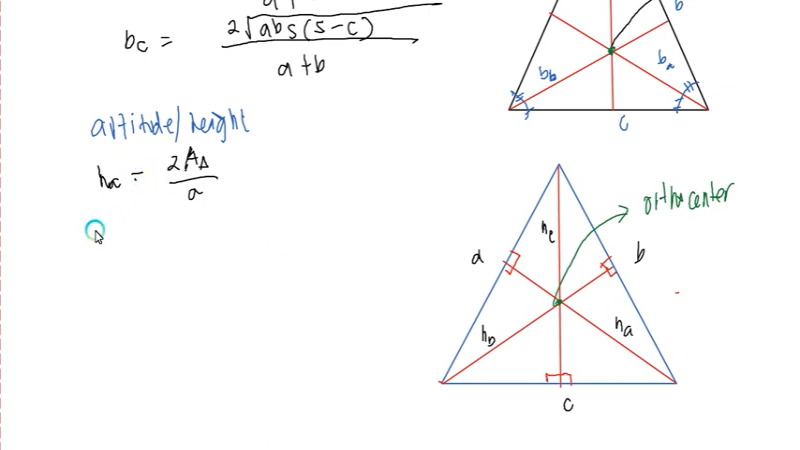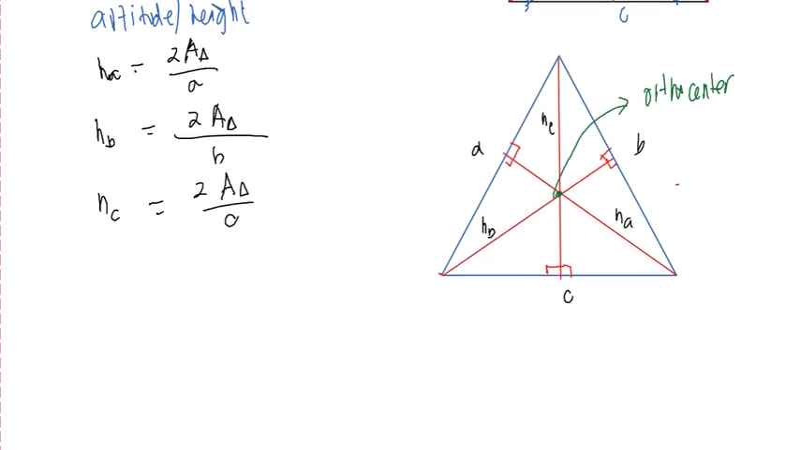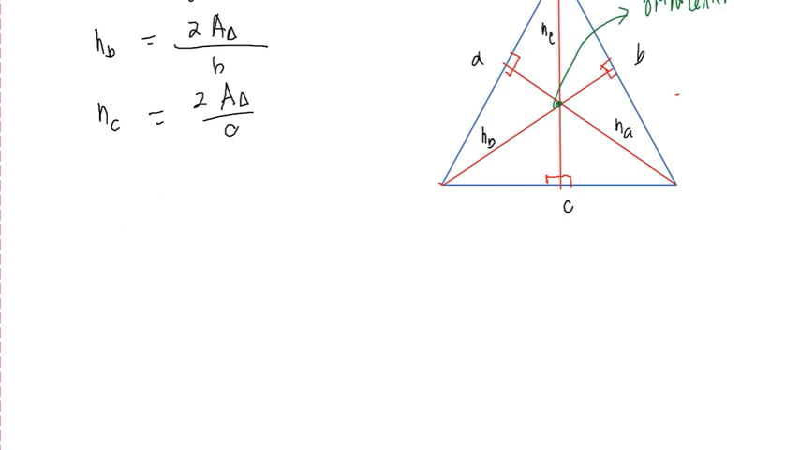Next, for example, for H sub B, that will be 2 times the area of our triangle, divided by B. The same goes for the height to C, that will be 2 multiplied by the area of our triangle, divided by C. Based on this representation, we see what we need is the equation for the area of a triangle. So we should be familiar with the area of a triangle.